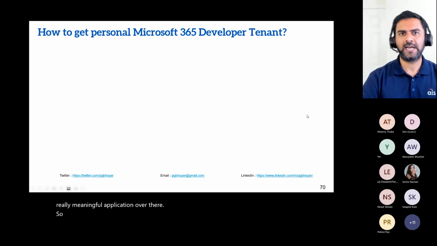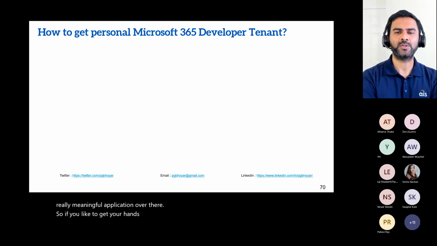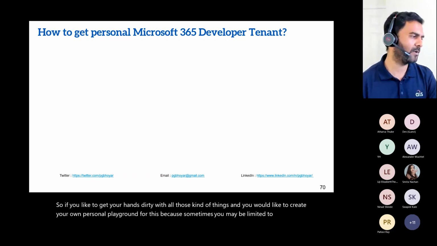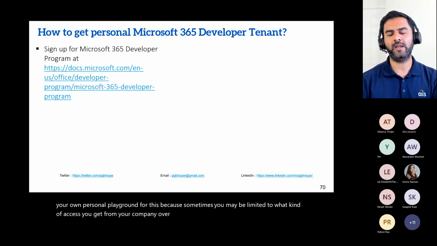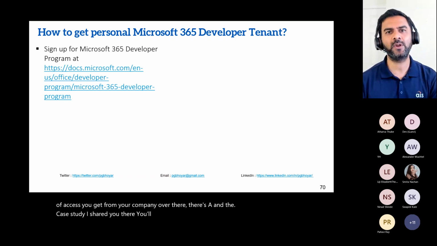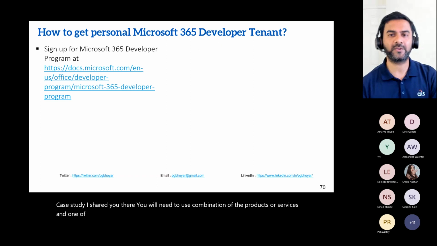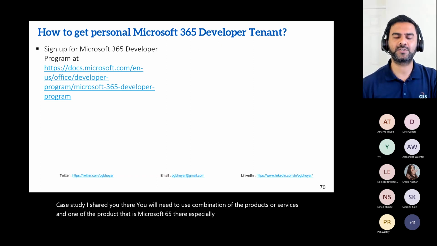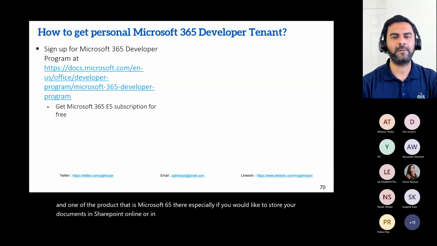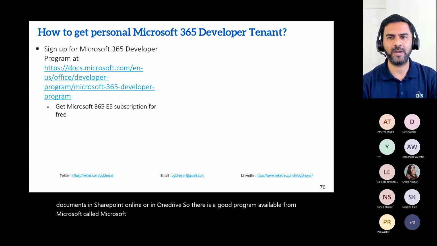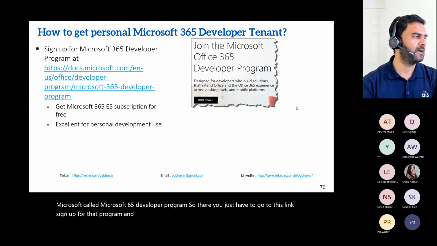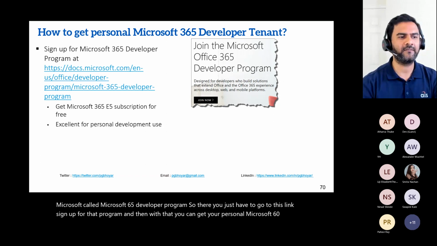So now, if you would like to get your hands dirty with all those things, and you would like to create your own personal playground, because sometimes you may be limited in what kind of access you get from your company. In the case study I shared, you will need a combination of products or services, and one of the products is Microsoft 365, especially if you would like to store your documents in SharePoint Online or in OneDrive. There is a good program available from Microsoft called the Microsoft 365 Developer Program. You just have to go to this link, sign up for that program, and with that you can get your personal Microsoft 365 developer tenant for free.